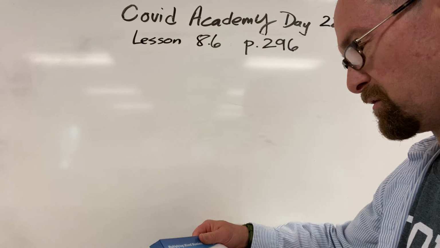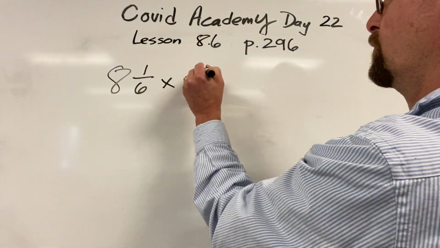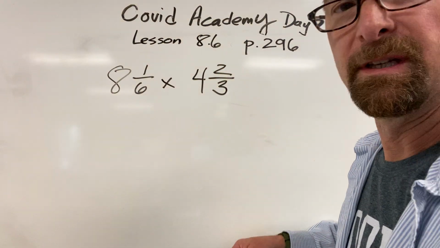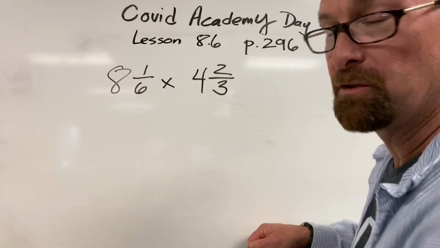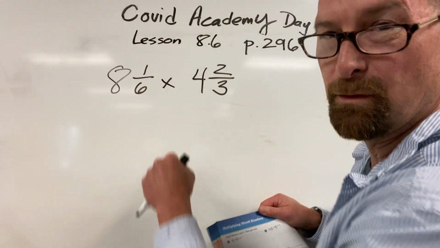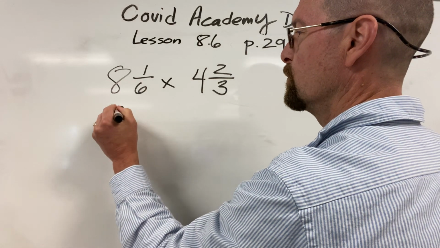Solve problems 1 and 2, show your work. 8 1/6 times 4 2/3. Let's do it. You can either make them improper and multiply them out that way. That's usually what I like to do, but 6 times 8 is 48. We're going to get big numbers real quick. So I'm going to do it the everyday math way and do 4 different problems.